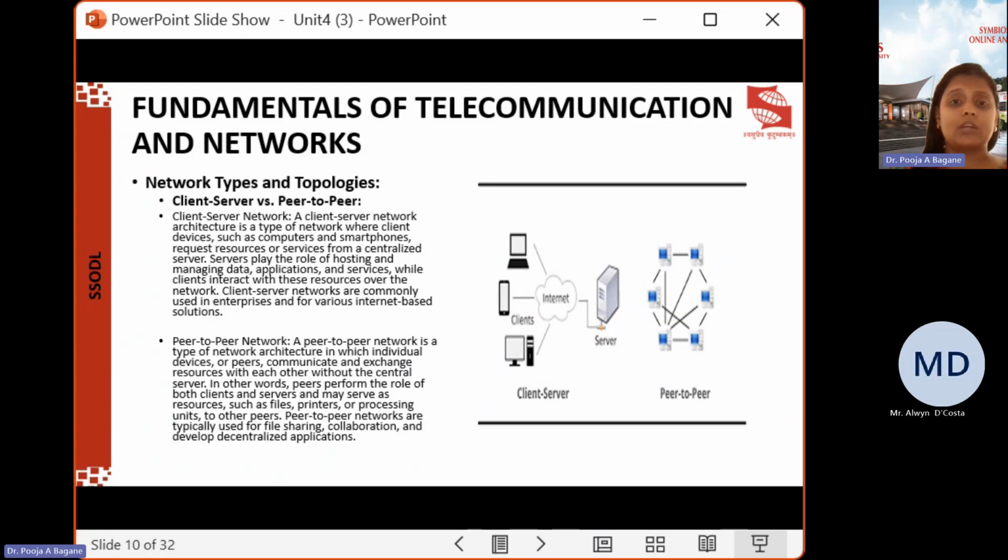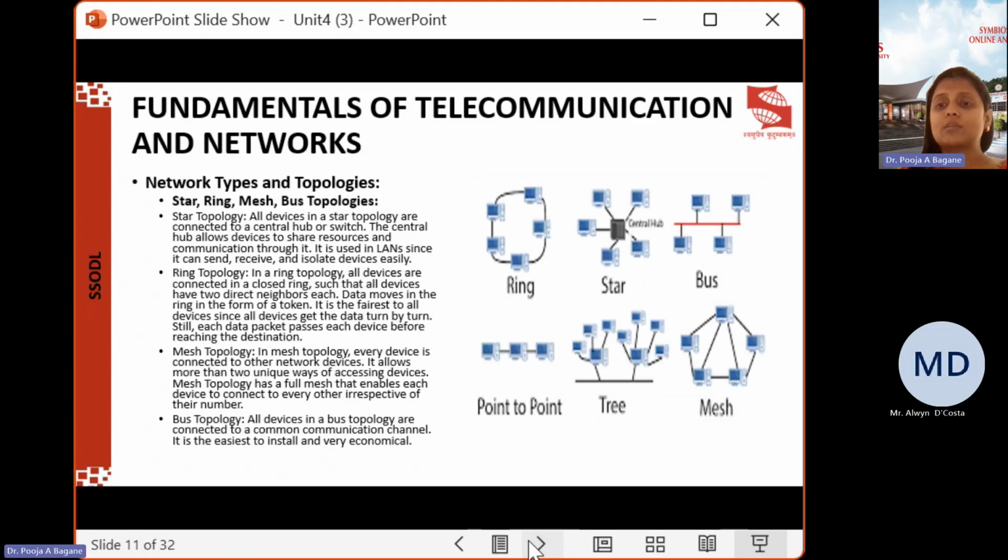Then there is a peer-to-peer network. A peer-to-peer network is also a type of network architecture where individual devices or peers communicate and exchange resources with each other without a central server. In other words, peers perform the role of both client and server. They may share resources such as files, printers, or processing units with other peers. Peer-to-peer networks are typically used for file sharing, collaboration, decentralized applications, and so on.